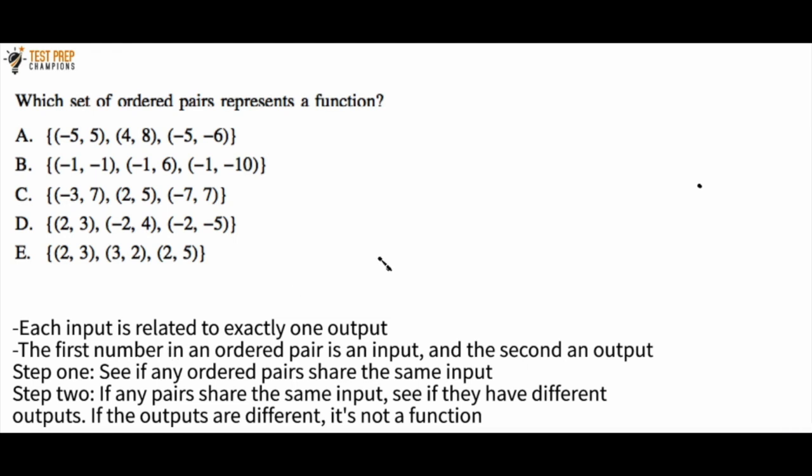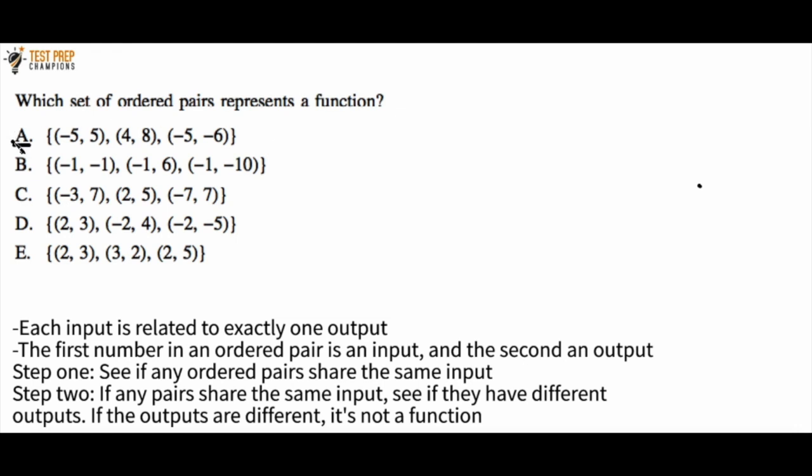So our general strategy here for this question, and as I've said throughout the video, you're free to take this strategy or leave it, but I think this is a pretty straightforward way to approach questions like this. The first thing you want to do is, for each answer choice, look at all of the ordered pairs and see if any of them have the same input. If any of them have the same input, you then want to see if they have different outputs, and if the outputs differ, it's definitely not a function.